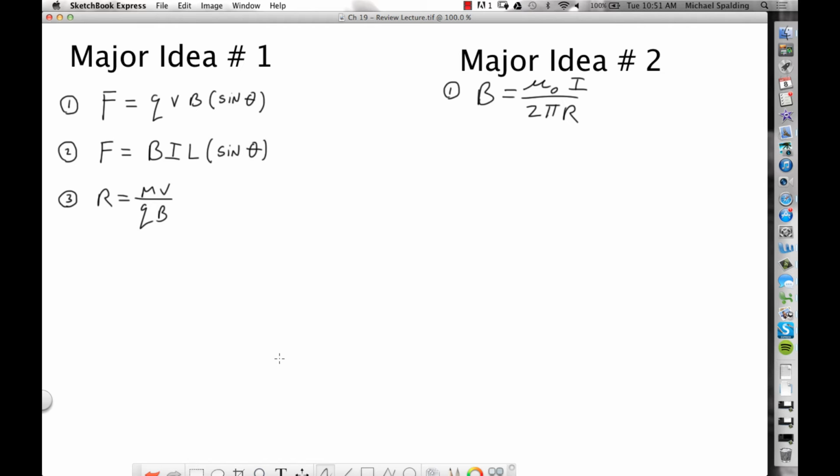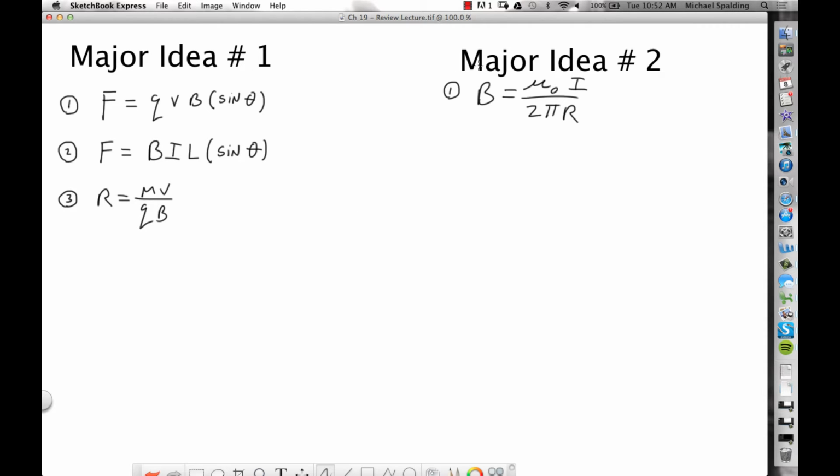All right, chapter 19. So here's a review lecture where I'm going to put it all into hopefully 10 minutes. We'll see. Okay, chapter 19, magnetic fields, breaks down into two major ideas. Major idea number one, major idea number two. And I have the equations written out right here for each major idea.